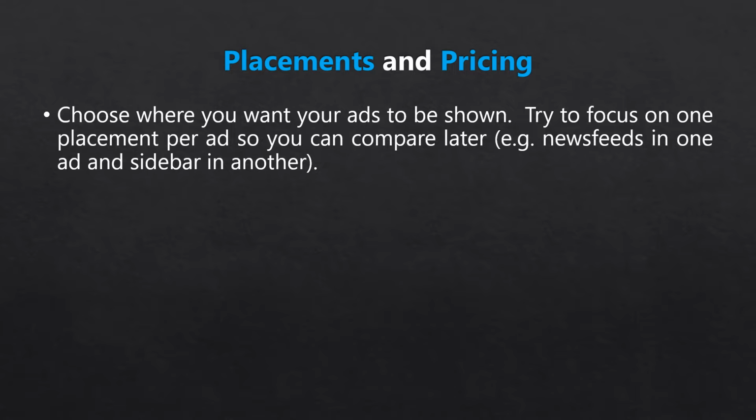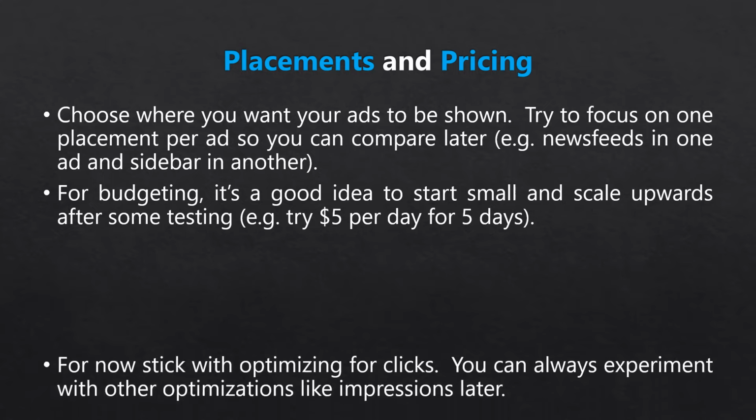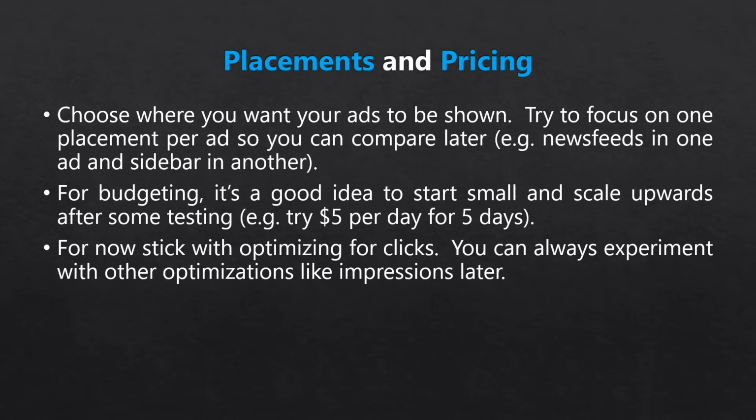After that, it's time to think about your budget. Since we're just starting out and we don't know what's effective, it's best to start small. Let's try a $5 daily budget and run it for 5 days. Although it's fine to experiment with various optimization options later on, for now we just want to pay for our actual results. So under Optimize For, choose clicks to website or pay per click, not impressions.